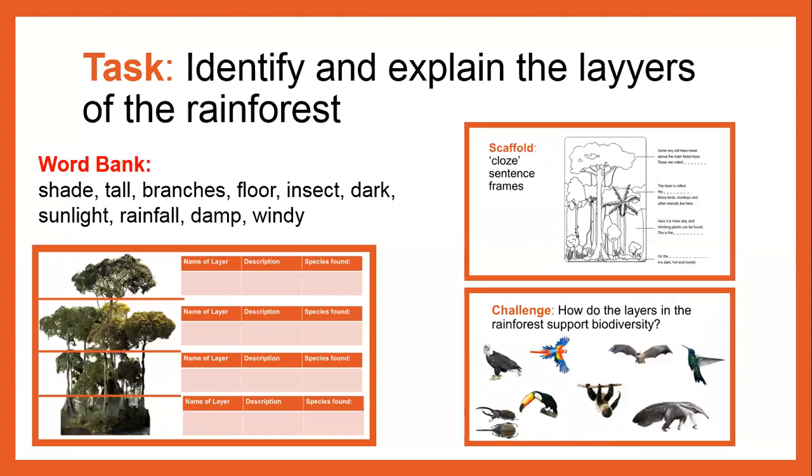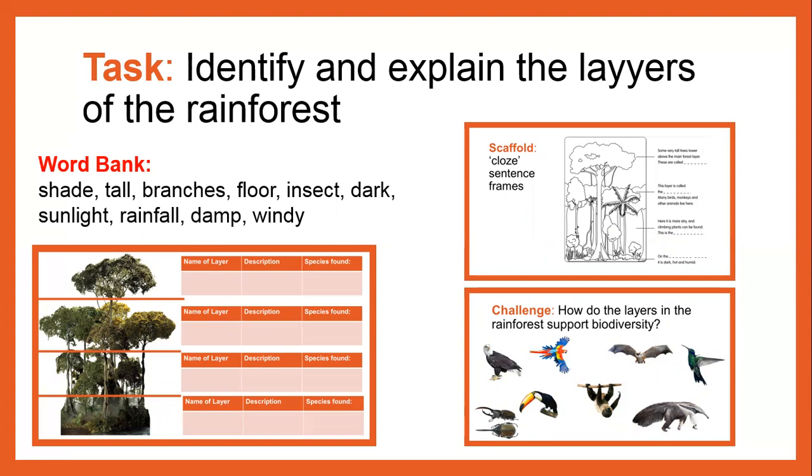So what is your task today? I want you to be able to identify and explain the layers of the rainforest. And just to help you, you have some word banks as well that you can include. So you have the words shade, tall, branches, floor, insect, dark, sunlight, rainfall, damp, and windy. And as you can see, you have the name of the layer at the top.